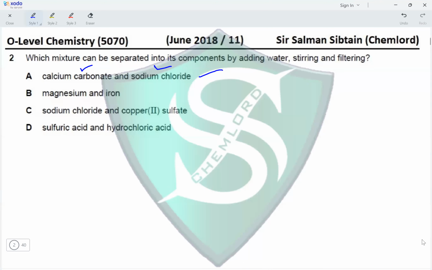Next, we've got magnesium and iron. Both are metals, both are not soluble in water, so cannot be separated by filtering. Next, we've got sodium chloride, which is soluble in water, and copper sulfate, which is also soluble in water. So both are soluble salts, so they cannot be separated by filtering, so this becomes incorrect. And lastly, we've got sulfuric acid, which is soluble in water. We've got HCl, which is soluble in water. Both being soluble cannot be separated by filtering, making option A the correct option for this question.